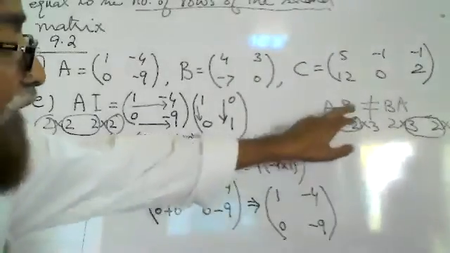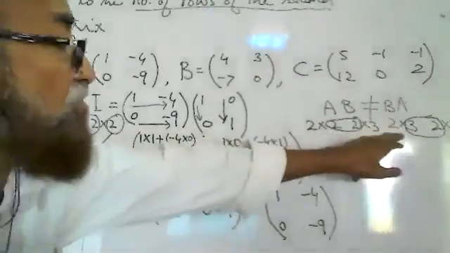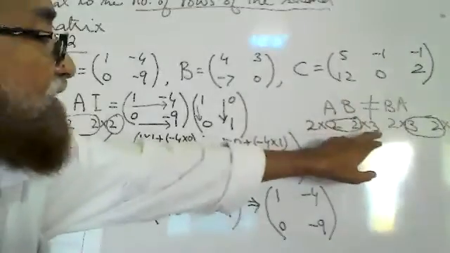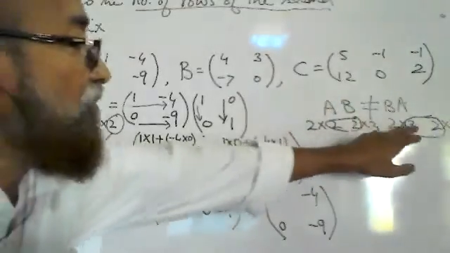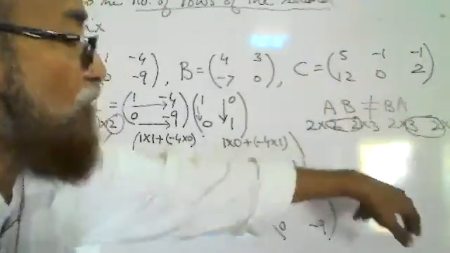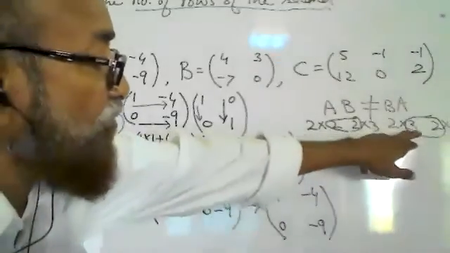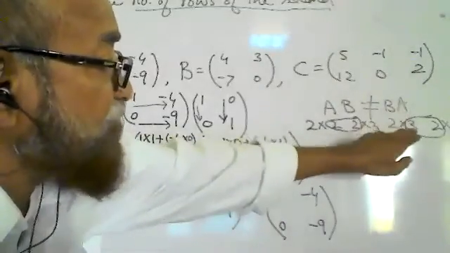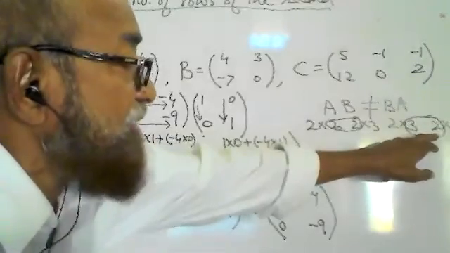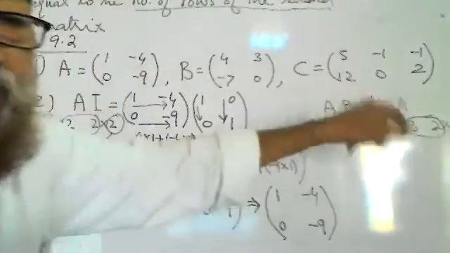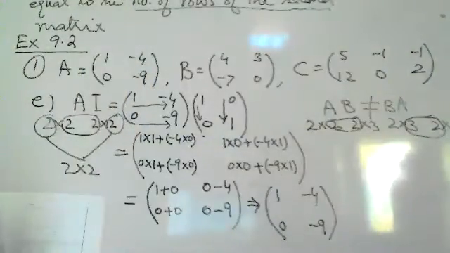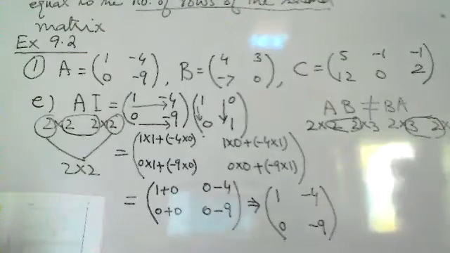So A into B is possible, but B into A is not possible. The size of B is 2 by 3, the size of A is 2 by 2. So B into A is not possible. The number of columns of the first matrix should be equal to the number of rows of the second matrix. If they are not equal, we cannot multiply them.